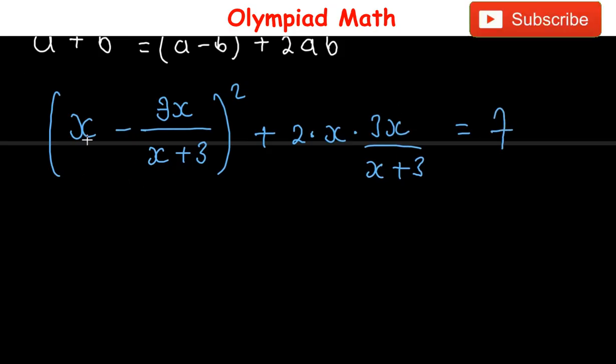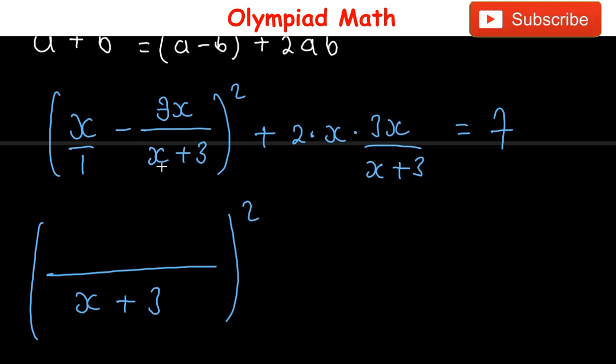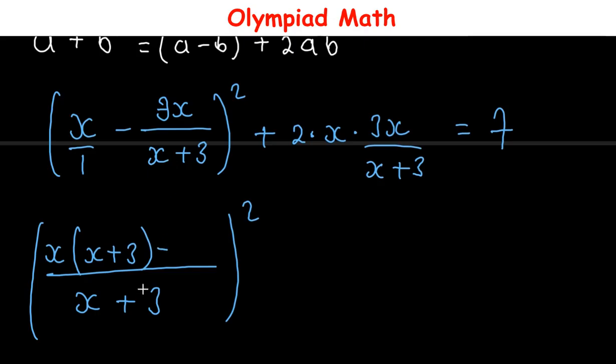Next, this can be written as over 1, such that the LCM of 1 and x plus 3 is simply x plus 3. Okay, all raised to power 2. So 1, we divide x plus 3, we have x plus 3. This will multiply x, so we have x into bracket x plus 3. Then we have minus x plus 3 divided by x plus 3, we have 1.